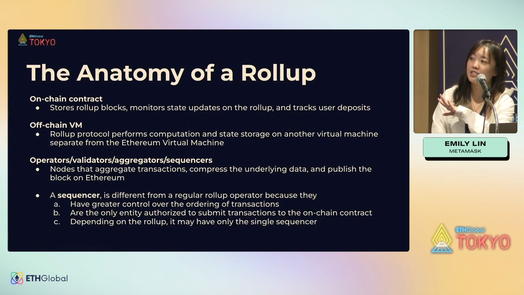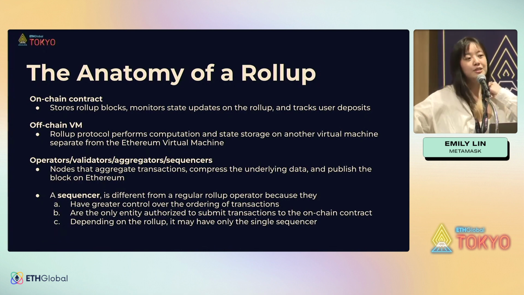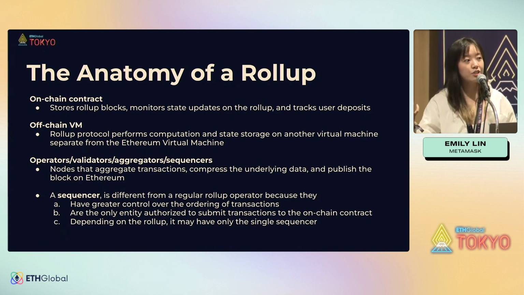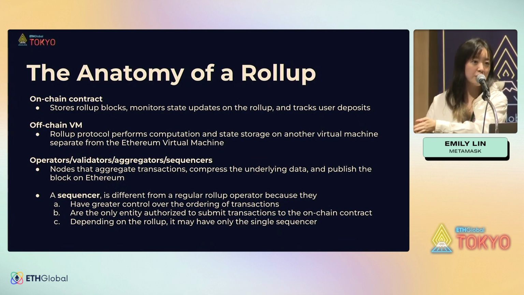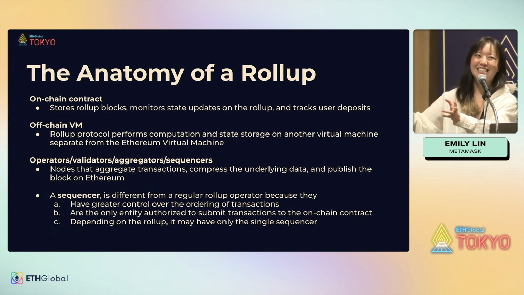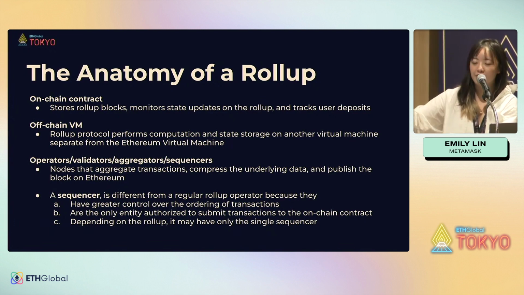Now we're going to dive into, actually, I forgot about this slide. To further explain rollups, it's composed of a few parts. First, we have the on-chain contract. You're going to have a rollup contract on Ethereum that does the storage, monitors states, and tracks deposits. The second piece is the off-chain VM. This is where that execution is happening. The third piece is, you might have heard of operators, validators, aggregators, sequencers. That's a lot of words, but you can basically think of them as the people who aggregate transactions and then post them. Specifically, when I talk about the sequencer, that is a little bit of a separate concept. They are the ones who have the authority of actually posting it.